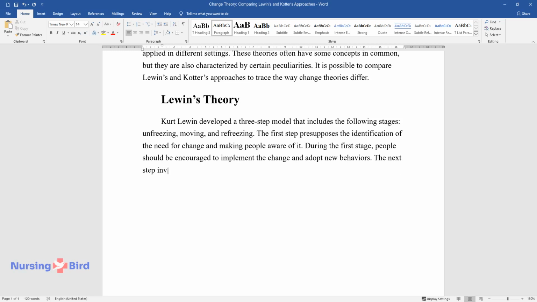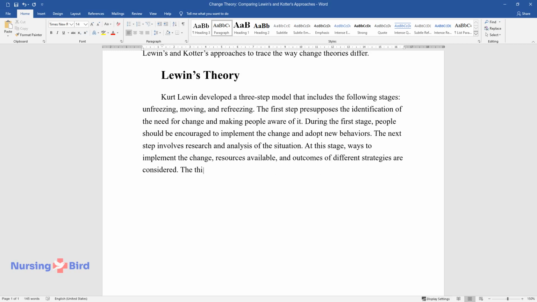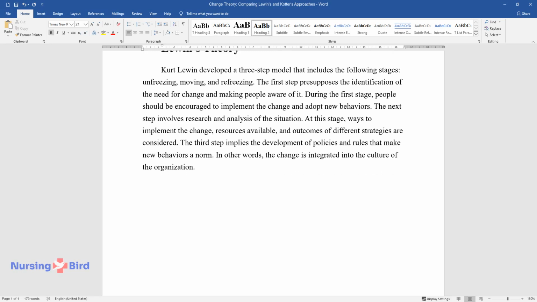The next step involves research and analysis of the situation. At this stage, ways to implement the change, resources available, and outcomes of different strategies are considered. The third step implies the development of policies and rules that make new behaviors a norm. In other words, the change is integrated into the culture of the organization.